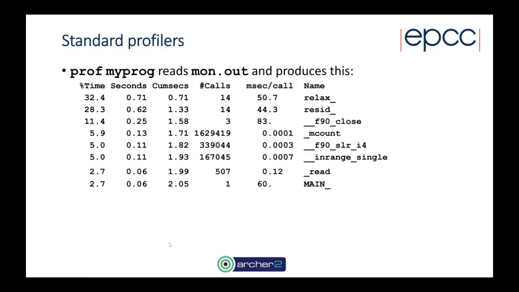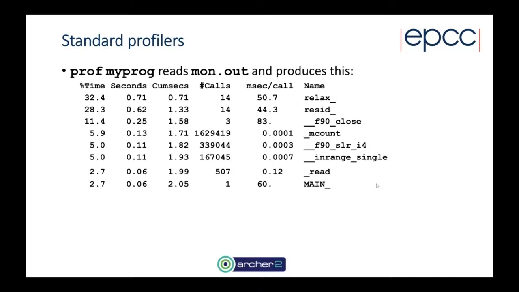So this is an example of the prof output for a simple program which we've run for not very long here. In fact, you can see overall this ran for about 2 seconds, pretty short. As I said before, generally you're looking to run for slightly longer than this for profiling, but this is the kind of output you get from a simple profiler.